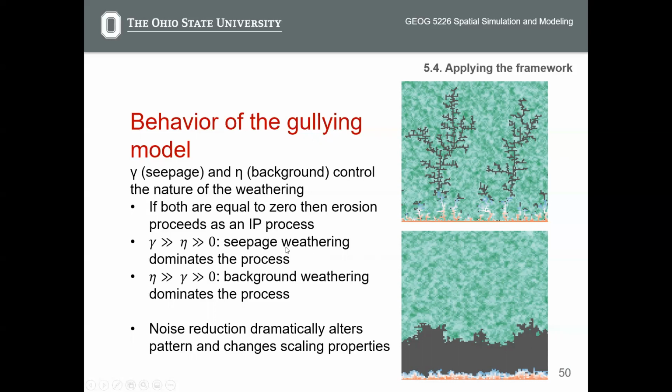So seepage weathering dominates the process because the gamma value, the strength of seepage, is larger than eta. It means that the strength of seepage weathering is stronger than background weathering. Or if it is the opposite scenario, eta is larger than gamma and they are both larger than 0, then what? Then the background weathering dominates the process. This is very simple but straightforward, from what? From hydrology.